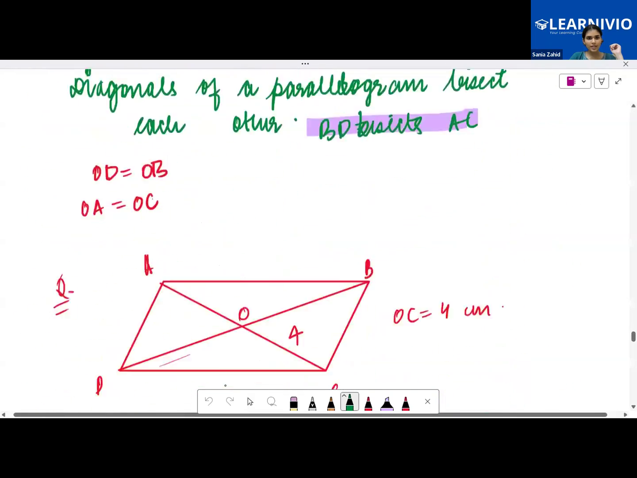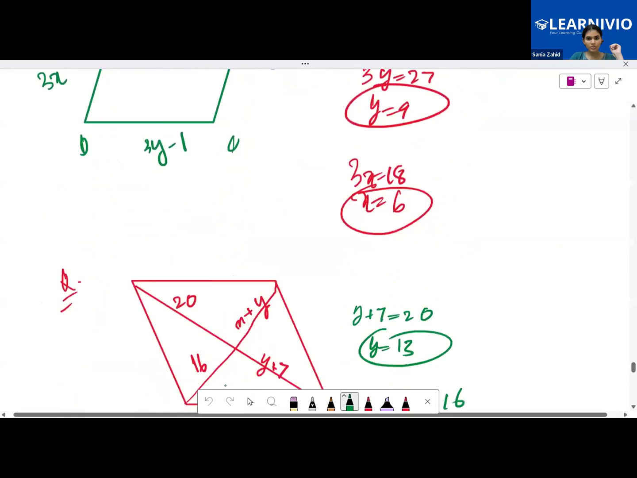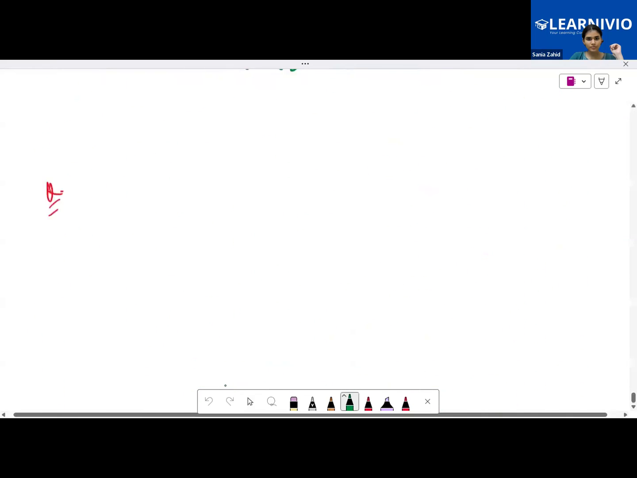Do you guys have any doubts regarding the previous topic that I taught you? No, ma'am. No doubts. Shall we move ahead then? Yes, ma'am. Okay, so now we shall be studying some special parallelograms.